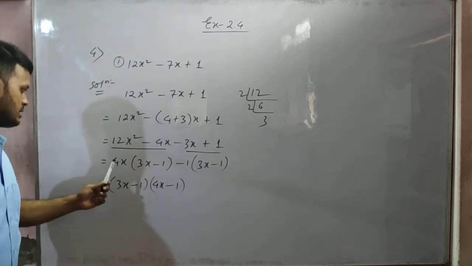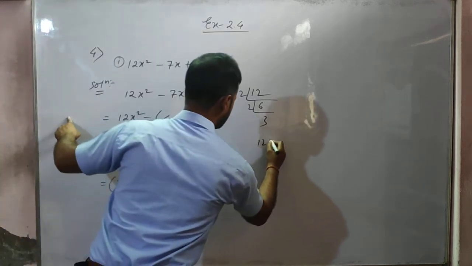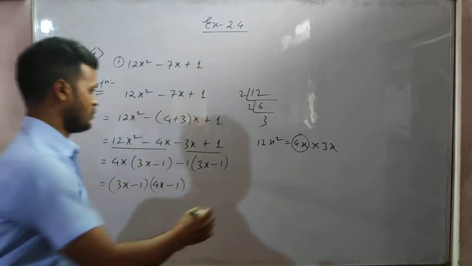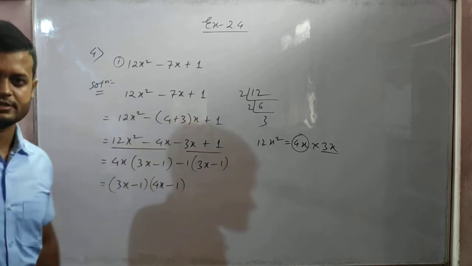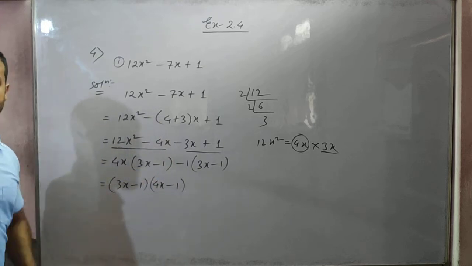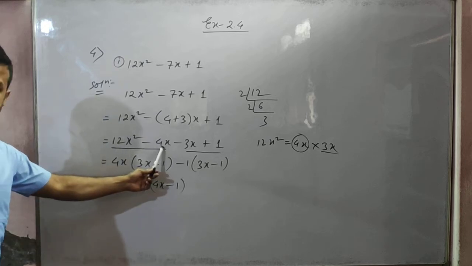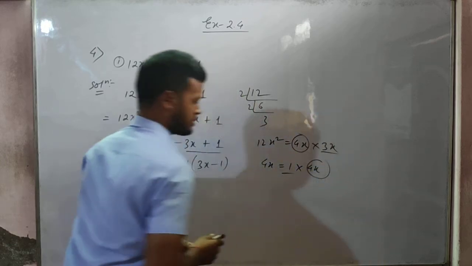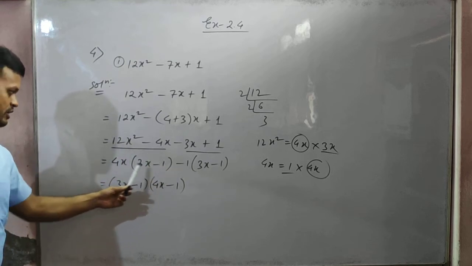Understood? See once more. From 12x square, if you take 4x common, 12x square means what? 12x square is equal to 4x into 3x. So if you take 4x common, what will remain? 3x. We have to see what are the common factors between 12x square and 4x. I can see that between 12x square and 4x, 4x is common. So I am taking 4x common. From here I will get 3x. From 4x, because 4x is equal to 1 into 4x, if I take 4x common, 1 will remain.